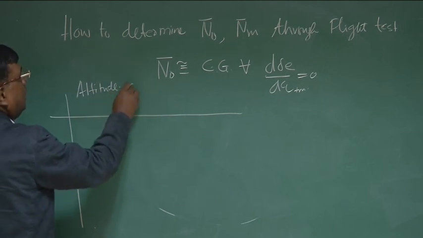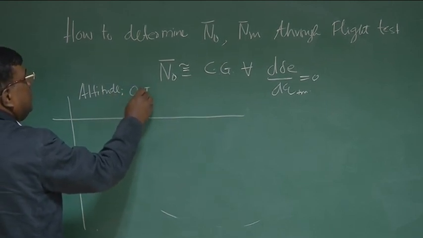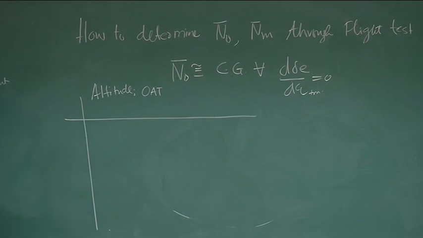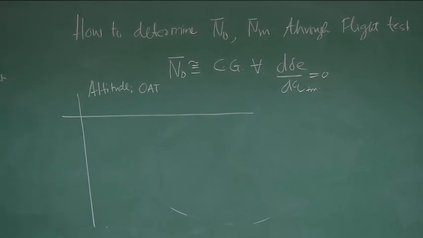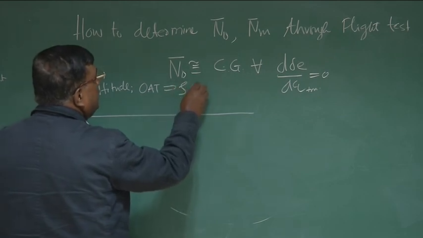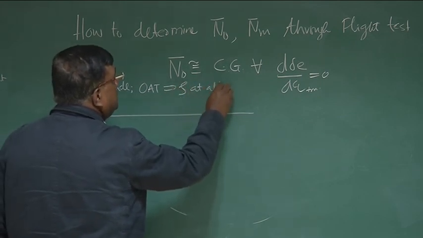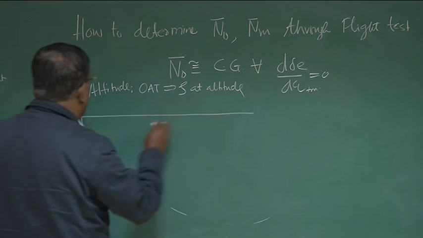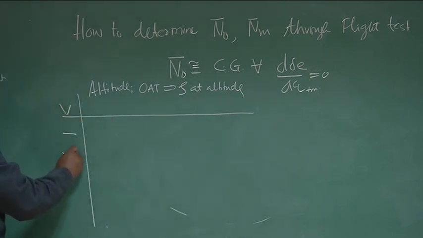I also note down the outside air temperature because I need these two pieces of information to calculate the density of air at that altitude. Right? This is required for calculating rho at altitude. Okay? Now what I do, I cruise.